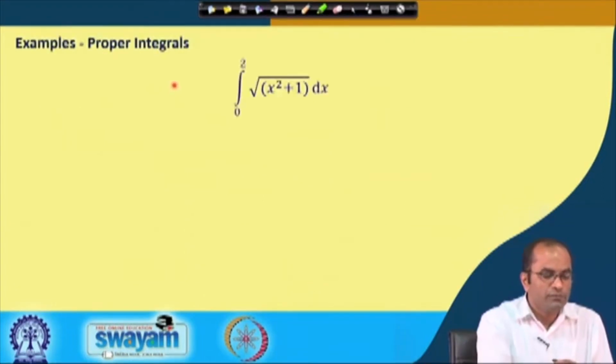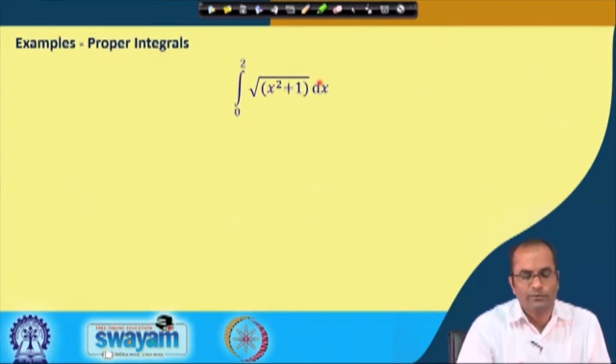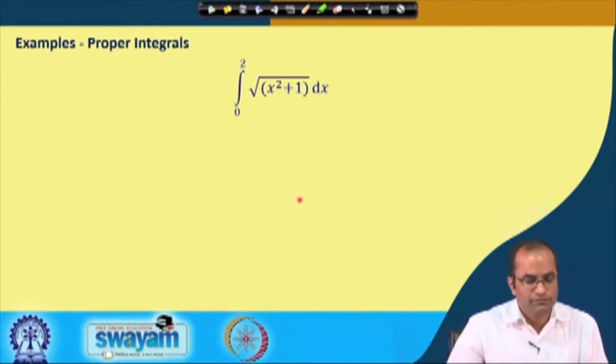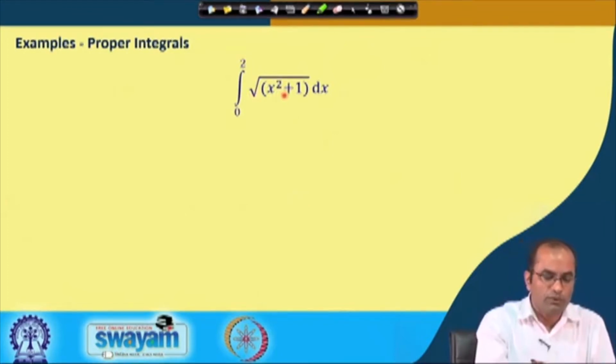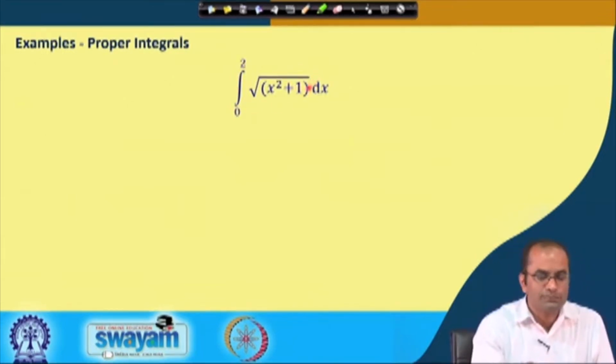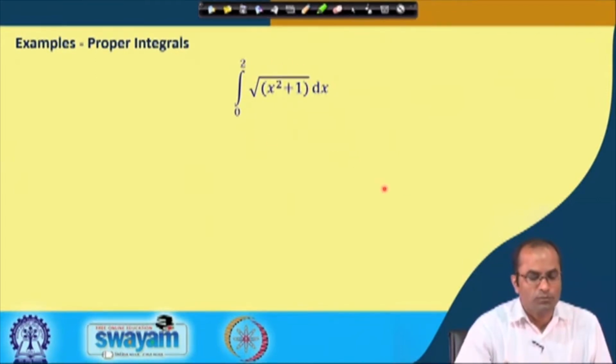So, the example for proper integral. For example, we have here 0 to 2 square root of x square plus 1 dx. So, here the integrand, which is the square root of x square plus 1, is finite or bounded in the range of this x from 0 to 2, and also the range, the 0 and the 2, is finite. So, we do not see here infinity, and also this f x, the integrand, is bounded. So, in this case we call such integrals proper integrals.